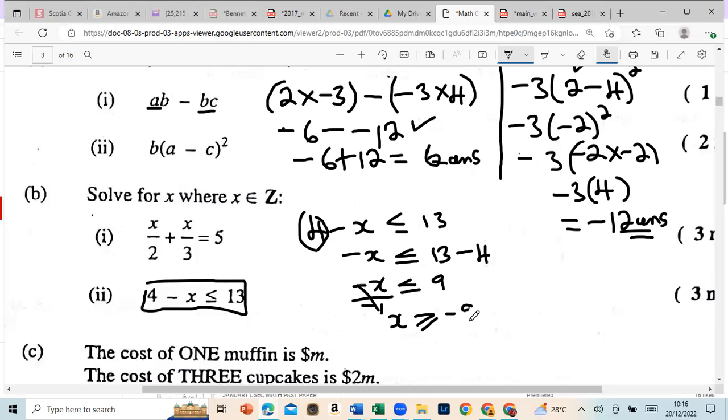And this would be negative 9 because we're going to divide by negative 1. So this is why we get 3 marks. All right, so it's actually x. Once you're dividing by a negative, then you change the sign around. So it becomes x is greater than or equal to negative 9.